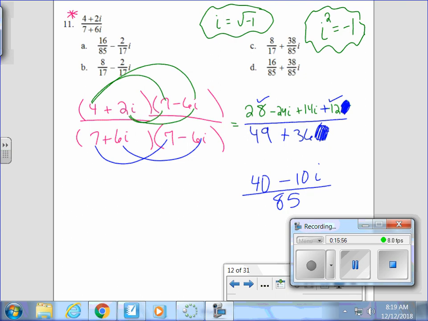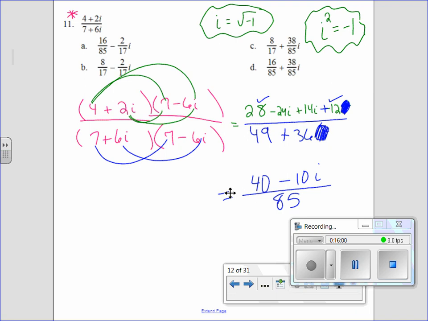Alright, sorry, I paused the video. I was panicking because I looked above at the choices and didn't see any 40s, and I freaked myself out. But we're actually still on track, because what we have here will reduce down. I can write it like this, 40 over 85 minus 10i over 85. And the 40 over 85 can reduce down. Those numbers are both divisible by 5.